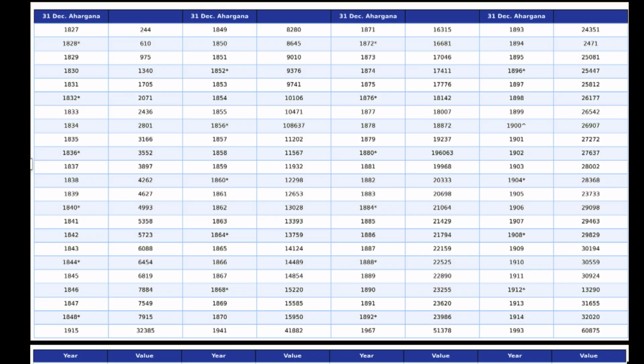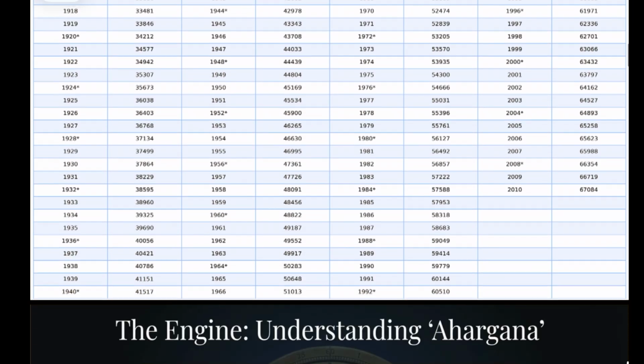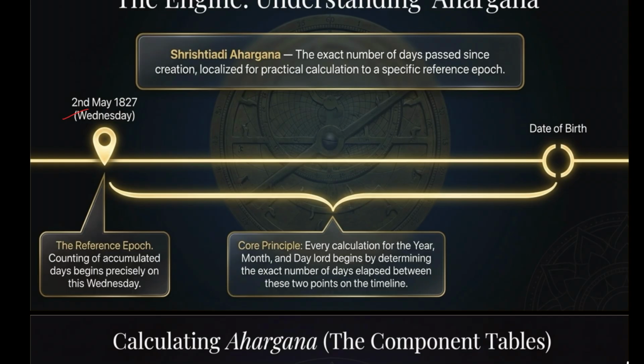So it is the number of days passed. 1827 is a reference for us. For our computation we use 2nd May 1827, Wednesday, as our reference point, and we have to calculate the Ahargana till the date of birth. Based on that we do the calculation for Varshadhipati, Masadhipati, Varadhipati and Hora, which can be computed using this Ahargana. It is the exact number of days passed since a calculation-specific reference epoch. So 2nd May 1827 is the reference epoch.